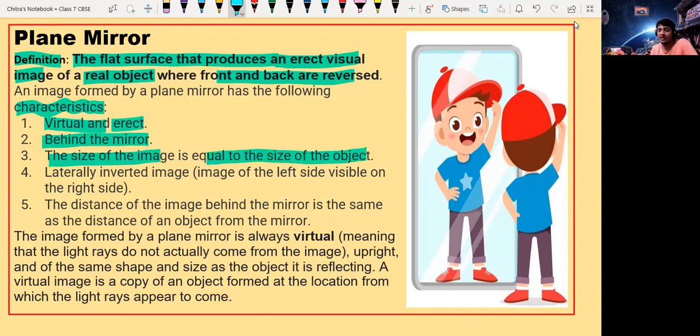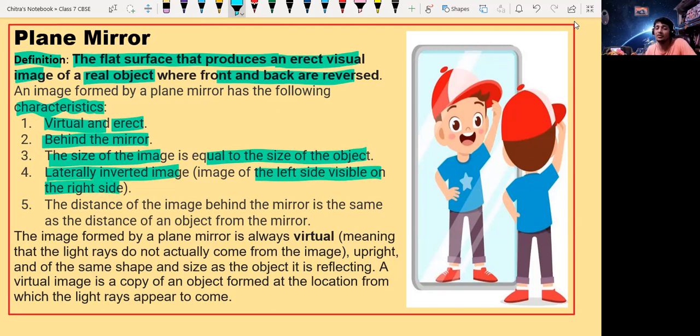Whatever the size of the image, the object size will be the same. Whatever the size of the object, its image is formed with the same height and same length. That means only the inversion in configuration takes place. This is a laterally inverted image: the left hand side is visible on the right hand side.